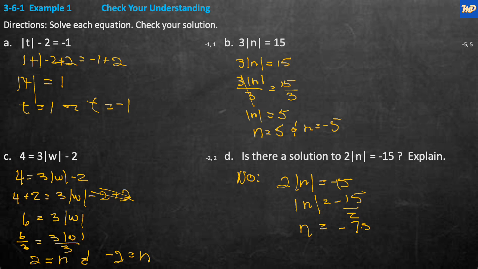Well, can you have that? Can you have n be equal to a negative here? You can't, right? Because you can't have the absolute value be a negative number. It can't, because the absolute value of a number has to be positive. It's a distance. So there it is. It cannot be negative.